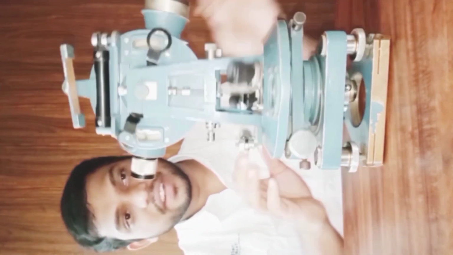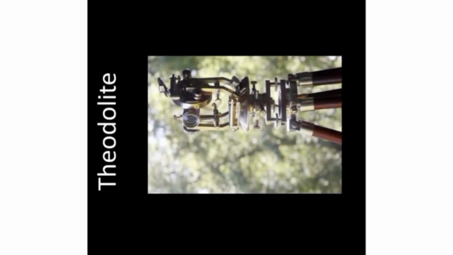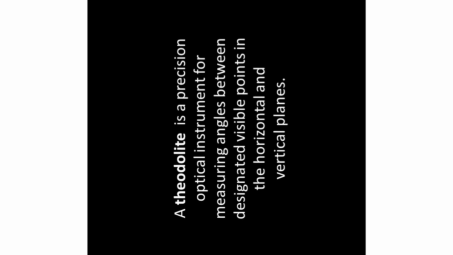So here in this video, we will see what is theodolite and what are different components of it. But first, let's see what is theodolite. The theodolite is a precision optical instrument for measuring angles between designated visible points in the horizontal and vertical planes. So in short, we can say that theodolite is a surveying equipment used to take horizontal and vertical measurements or angles. Now let's Google translate the theodolite into Greek.